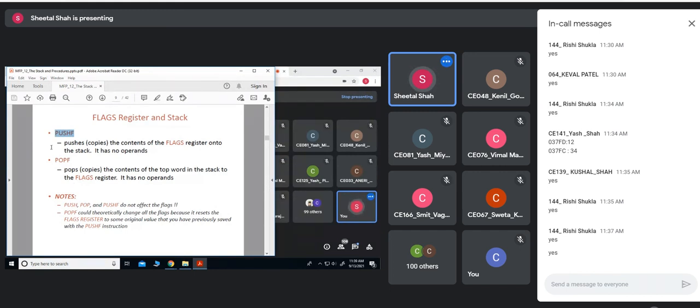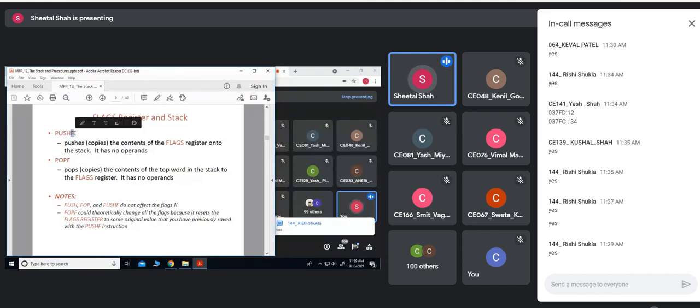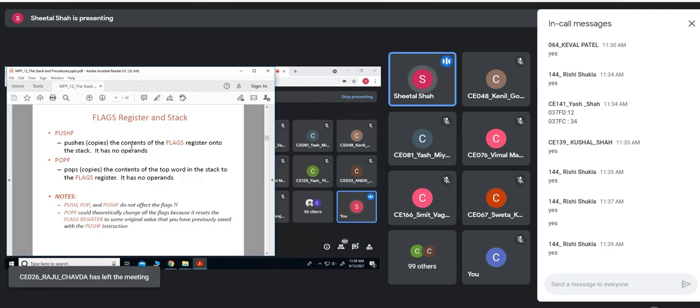Is this clear? The difference between push and push F: F means flag register. I cannot write push space flag. So for that I can use the push F and pop F instructions. Push F copies the contents of the flag register onto the stack, and it has no operands. I cannot write push F space flag. If I write push F, by default the flag register's value is copied onto the stack. Then comes the pop F instruction, in which whatever is at the top of the stack is retrieved into the flag register. Push, pop and push F do not affect the flags.